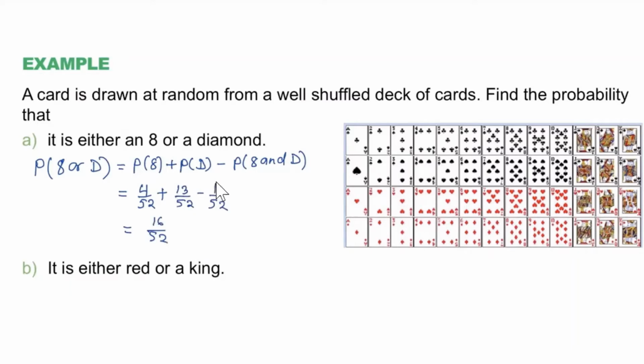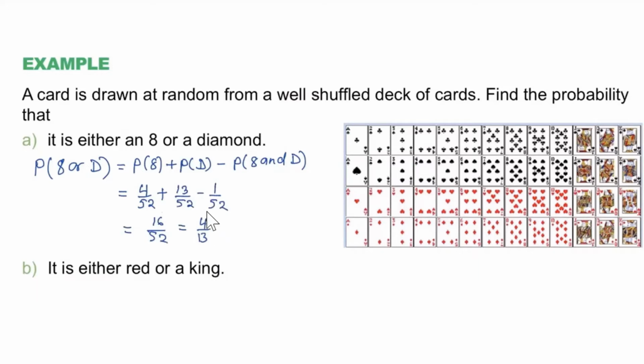16 over 52. That is the probability, but that's not the reduced fraction. You may want to reduce that by dividing both numerator and denominator by 4. If you do that, it will be 4 over 13, because 4 times 4 is 16. If you divide this by 4, and if you divide this by 4, you'll get 13. So 4 over 13 is the answer.